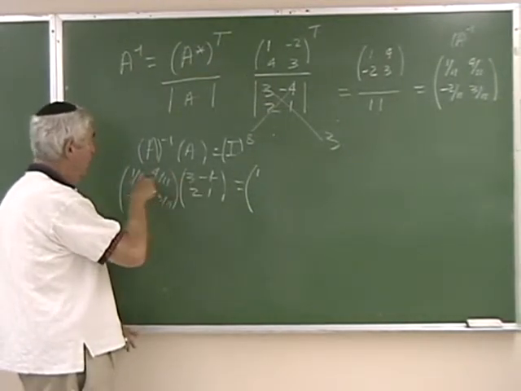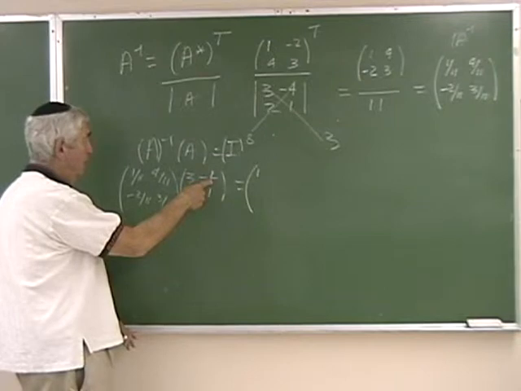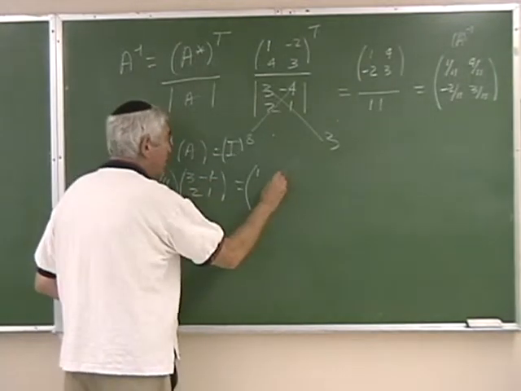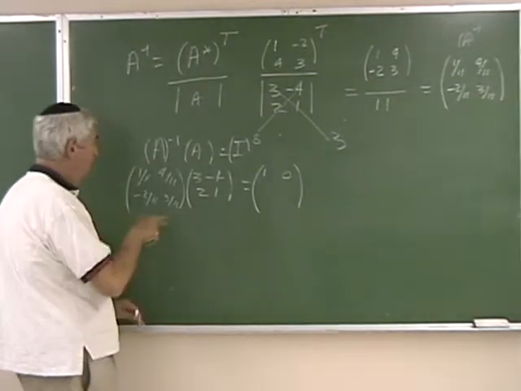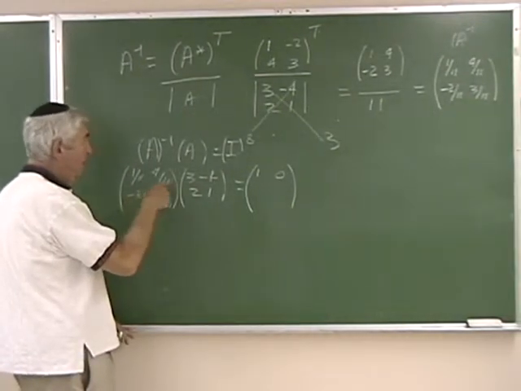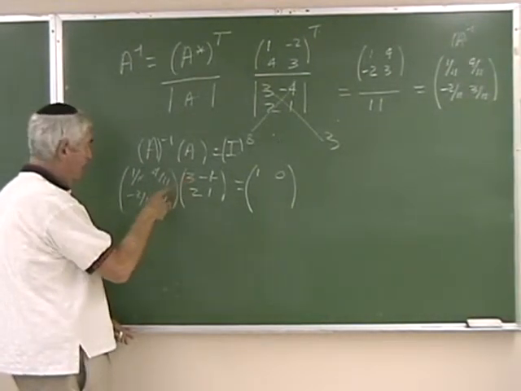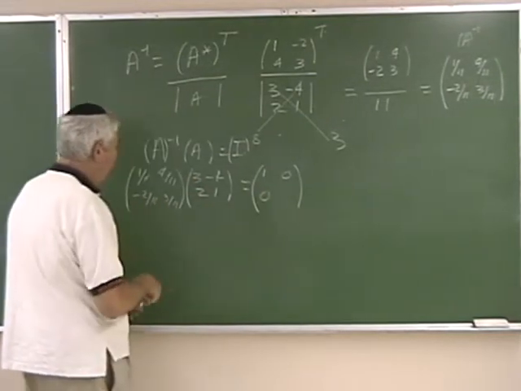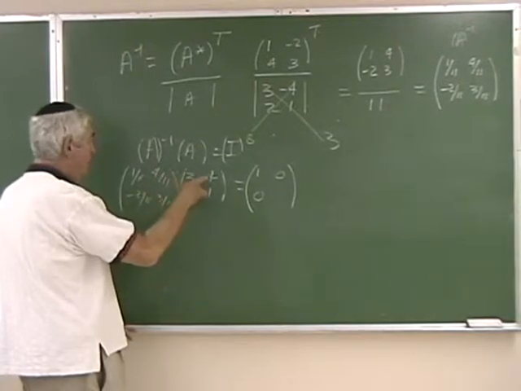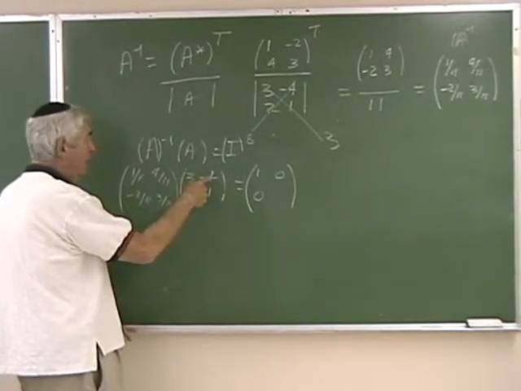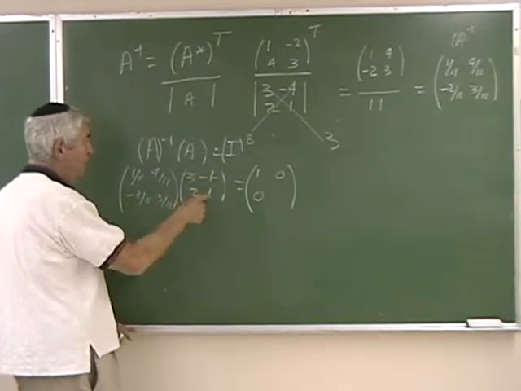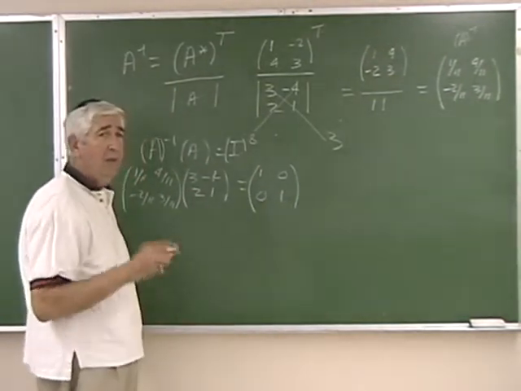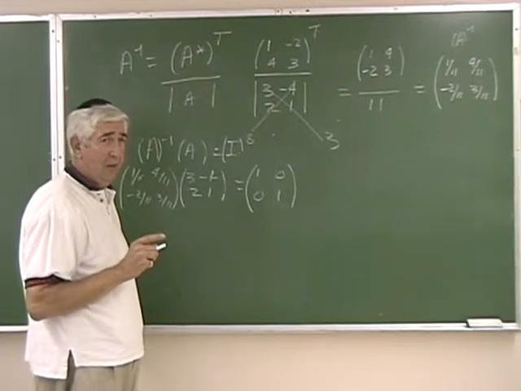This times this: 1 times minus 4 is minus 4, 4 times 1 is 4, so that adds to 0. This times this: minus 2 times 3 is minus 6, 3 times 2 is 6, so this is 0. And this times this: minus 2 times minus 4 is 8, 3 times 1 is 3, that's 11 over 11, which is 1. So we did find the inverse matrix.